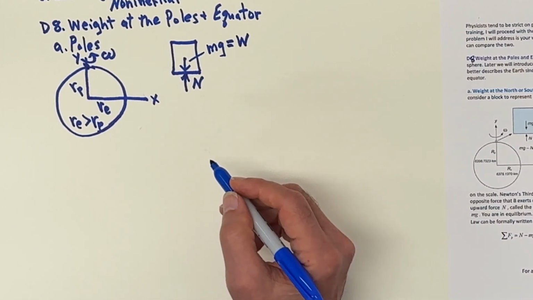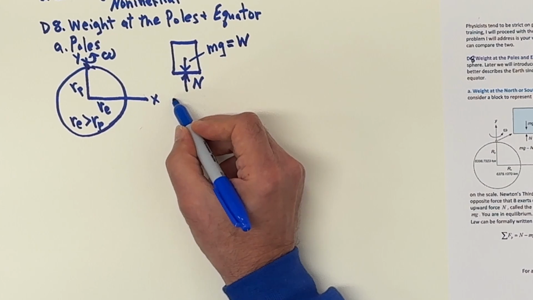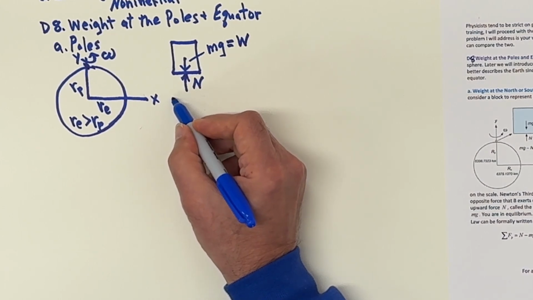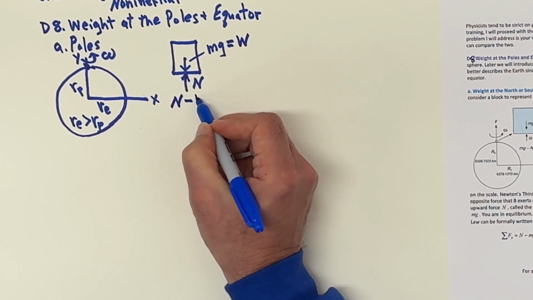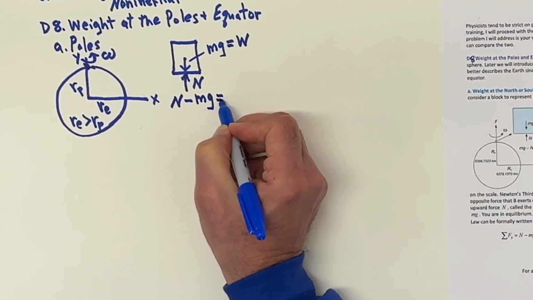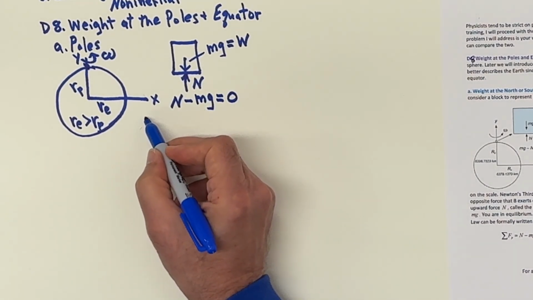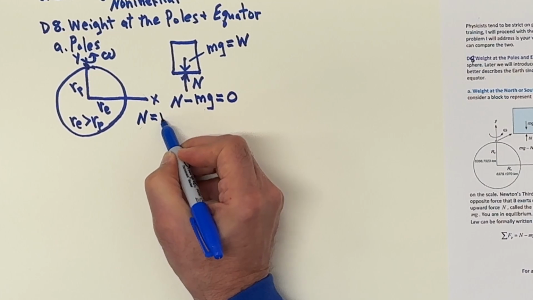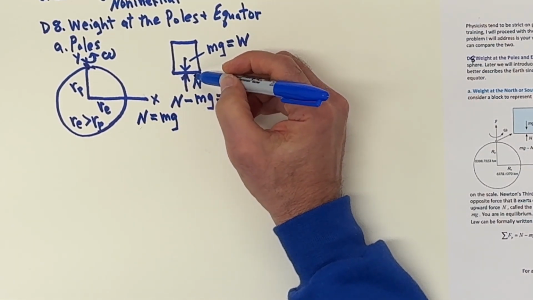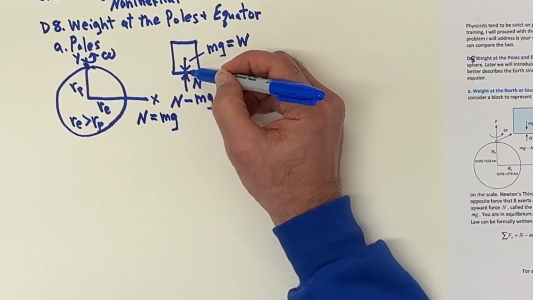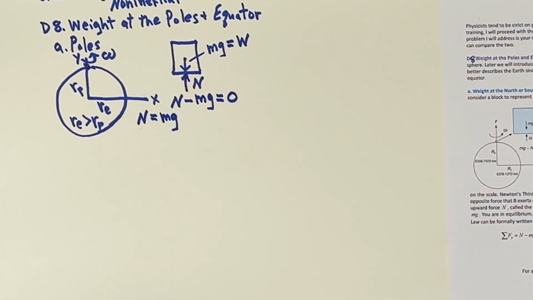So if we look at this, we can write an equation that mg and n cancel. So I could say the normal force going up minus mg going down is equal to 0. And the normal force is equal to mg, and you can think of the normal force as what the scale is going to read. You're standing on a scale, so the scale is pushing you up, and the scale is going to give you a reading of what your weight is.